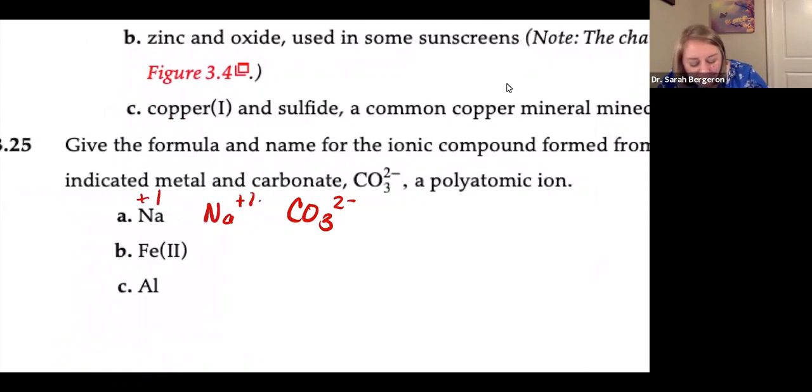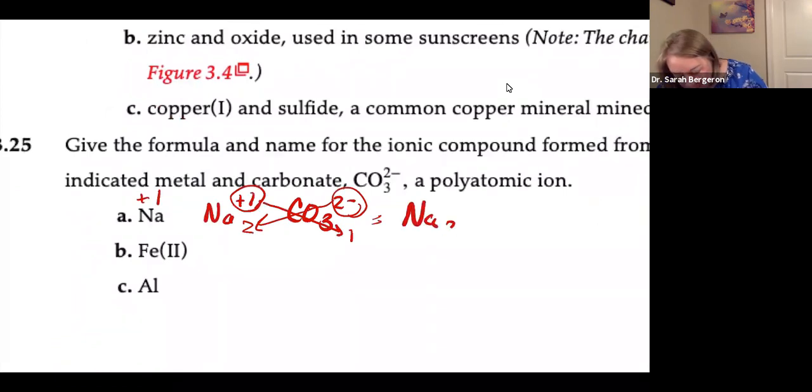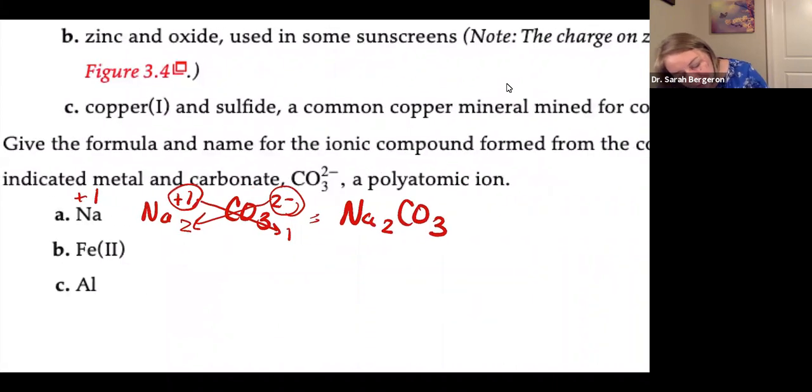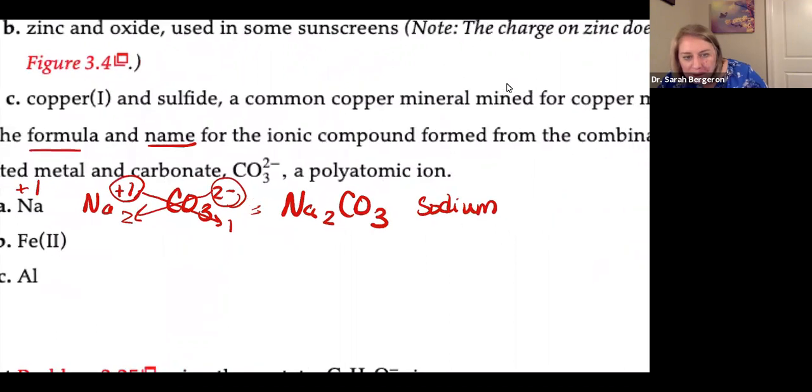So I'm going to do my crossover. I'm going to take my 1 and put it down here. I'm going to take my 2 and put it there. So I get Na2CO3. Now I have to give the formula and the name. So that is sodium. Good news first. We always put our positive. Then we're going to put our negative. In this case, it's a polyatomic, so it's carbonate. Right? They actually told us the name right there.